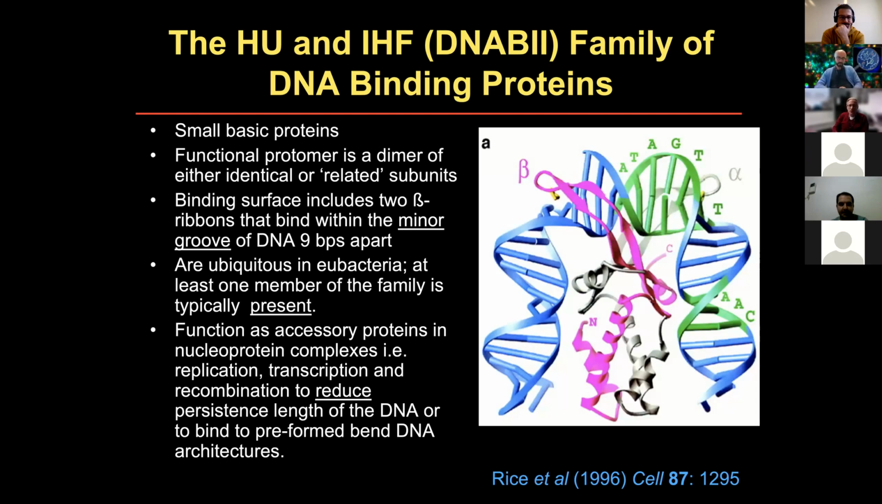I'm not going to go through all the functions that they have, but they share a common secondary structure and mechanism for binding DNA, which includes two antiparallel beta ribbons that bind DNA 9 base pairs apart and cause two dramatic kinks in the DNA, so that the DNA bends almost in a perfect U-turn.